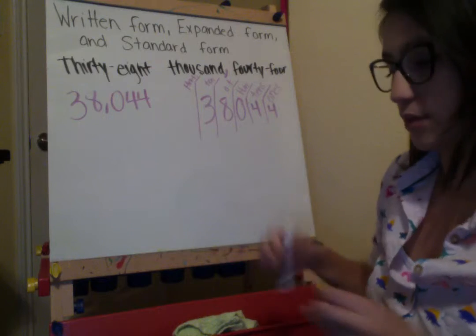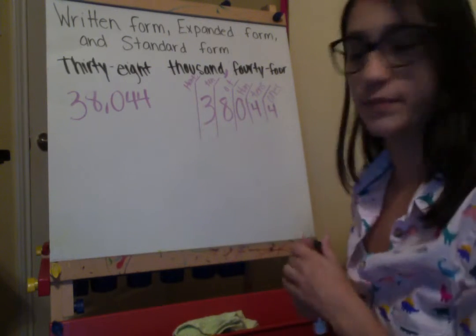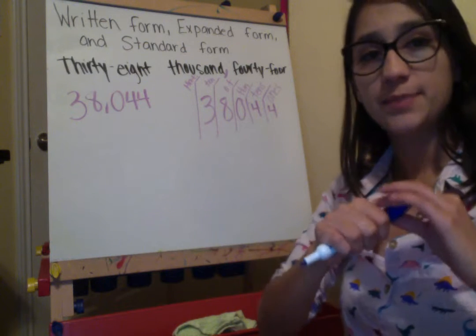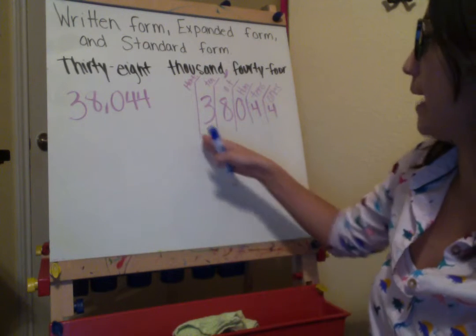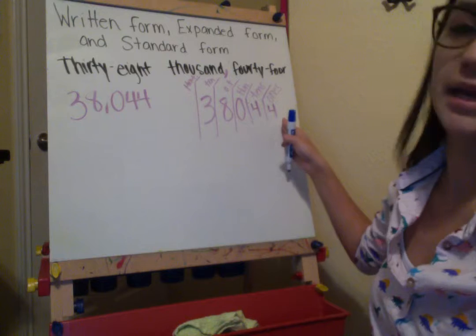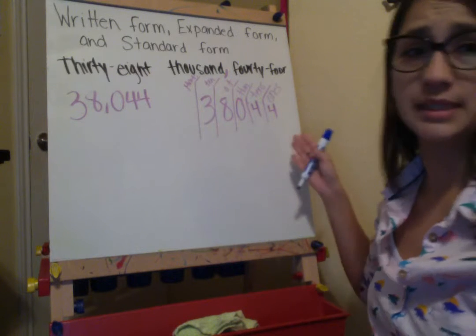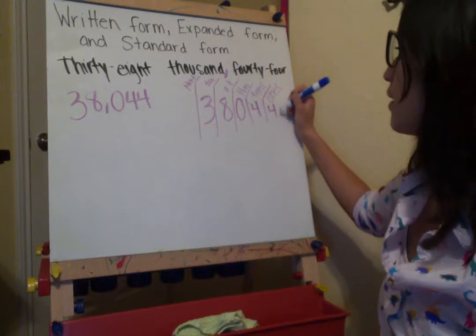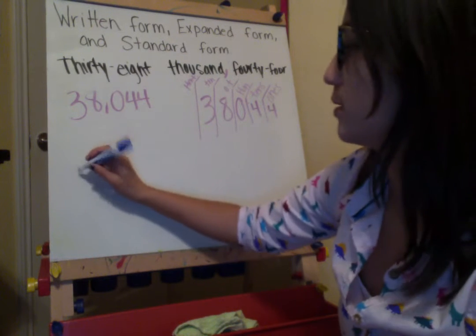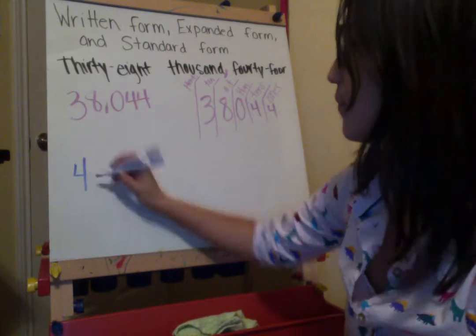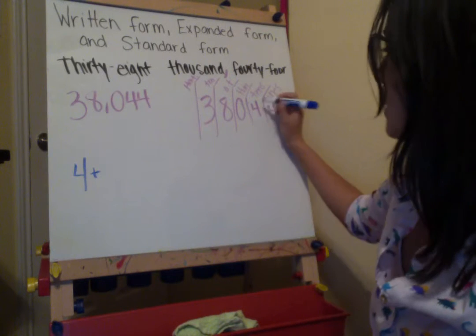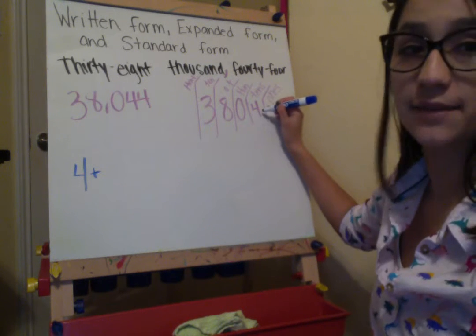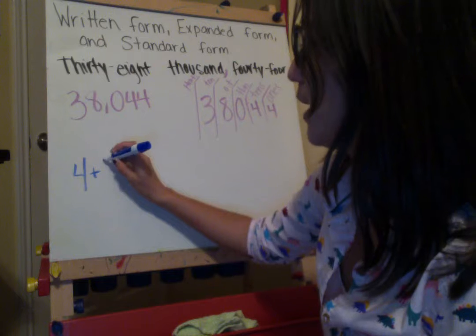And now we're going to go into expanded form. So let me get my next marker. For expanded form, I really like having this broken down in this way. And the reason is because it makes it really simple. So let's start with our ones. Looking at our ones, we have 4 ones. So 4 plus, how many tens do we have? We have 4 sets of tens, which means we have 40.